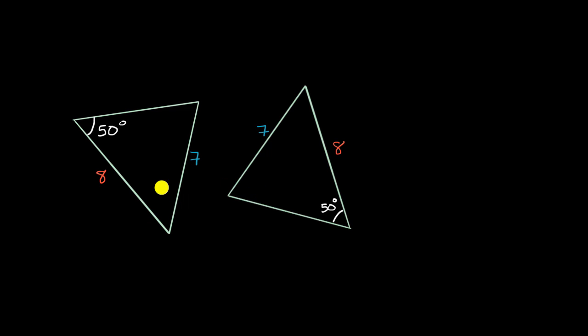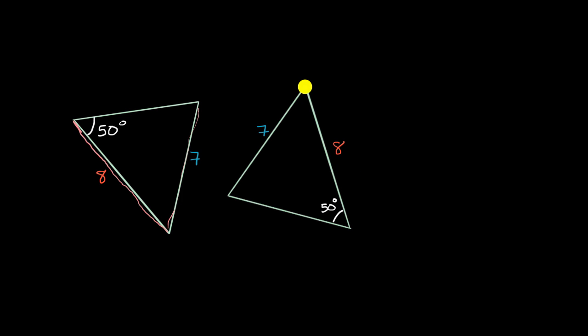So I have two triangles depicted here, and we have some information about each of those triangles. We know that this side of this left triangle has length 8. We know that this side has length 7, and then we know that this angle is 50 degrees. And on this triangle, we see some things that look a little bit familiar.